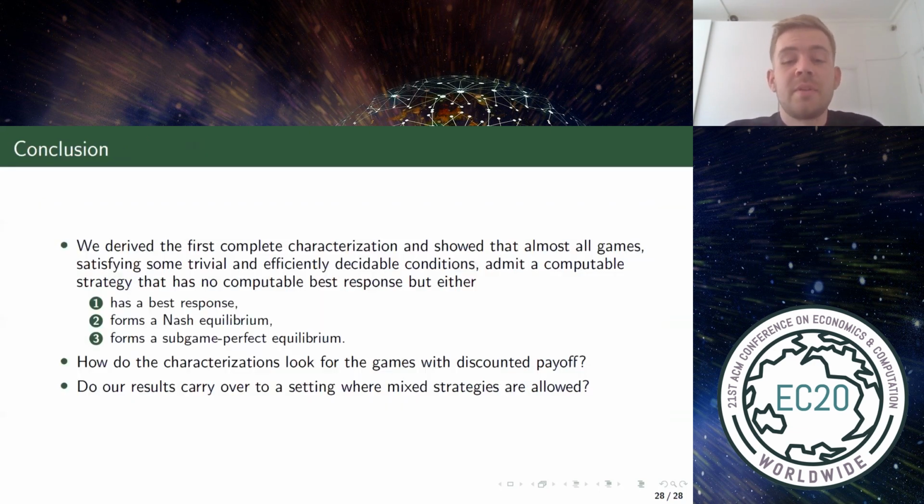To sum it up, we derived the first complete characterization and showed that most of the games admit a computable strategy that has no computable best response, but either has a best response, forms a Nash equilibrium, or forms a subgame perfect equilibrium. It would be interesting to see if similar techniques can be used and how the characterizations change if the payoff is computed as a discounted sum, or in a setting where players can randomize over the choice of the actions played in each stage.